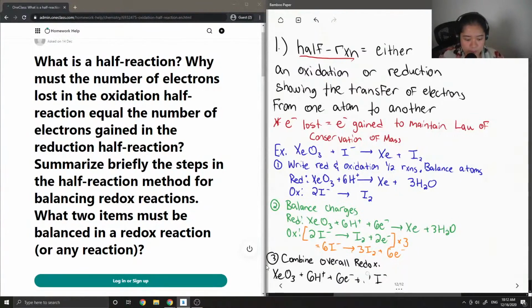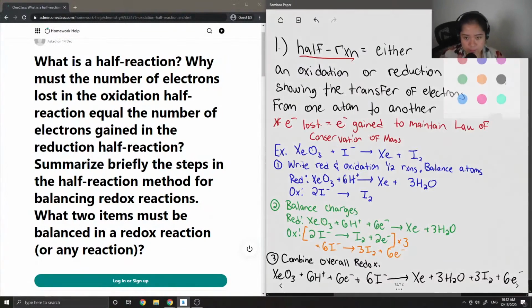So this should be 6. And now let's write down all of our products. Okay, so basically when you get to this step, you want to cancel out anything that is the same on both sides. So in our case, it would just be our 6 electrons canceling out on both sides. And we are left with our net redox reaction.